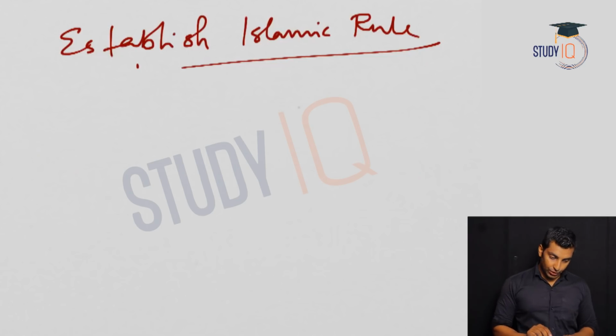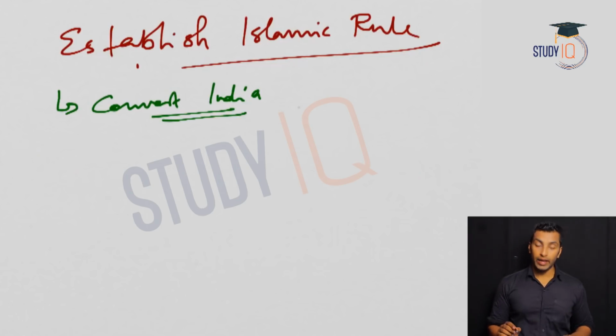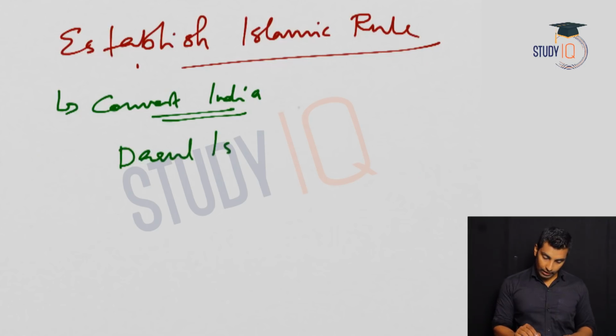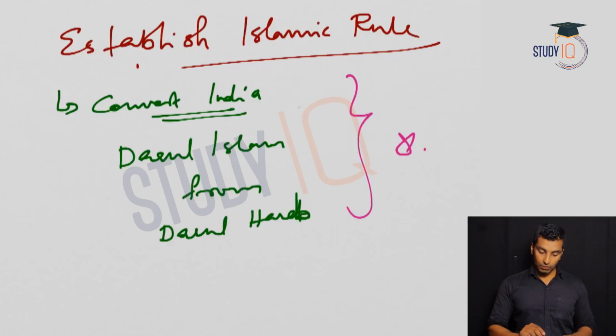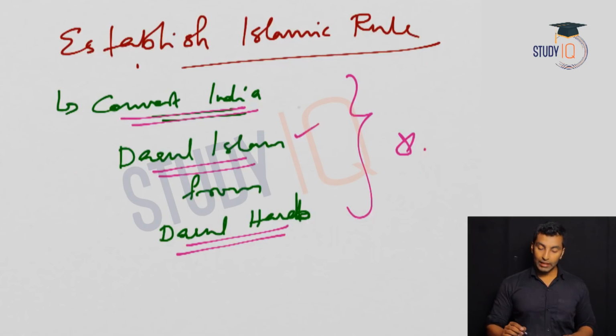So basically their objective is to convert India from Darul Harb, the land of non-believers, to Darul Islam, the land of peace. Darul Islam means land of peace; Darul Harb means land of non-believers. So India was seen as the land of non-believers, and converting it to the land of peace, Darul Islam, was the objective of the Wahhabi movement. Now it's crystal clear why this created the problem.